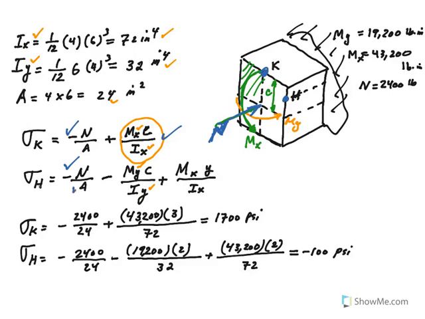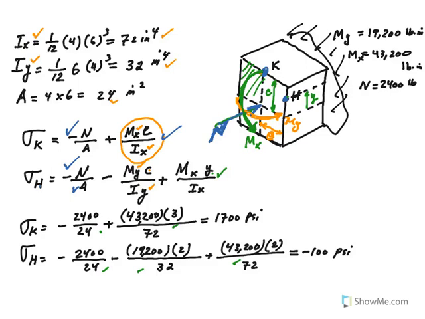What about sigma at H? Besides minus N over A, a minute ago I said that due to this M sub y, this point is going to be in compression, but with M C over I, this time C, by the way, is 2 inches. And then also due to M sub x, this green moment here, this point is in tension. And you have to use the general equation, not the maximum equation, not the M C over I. All right, plug in your numbers.